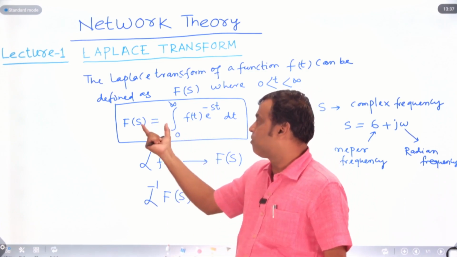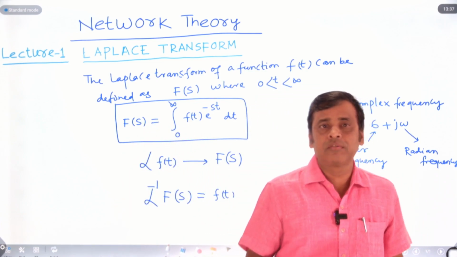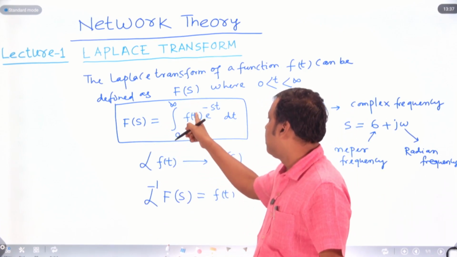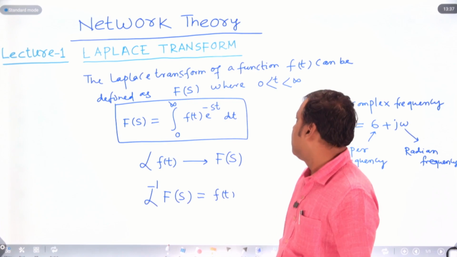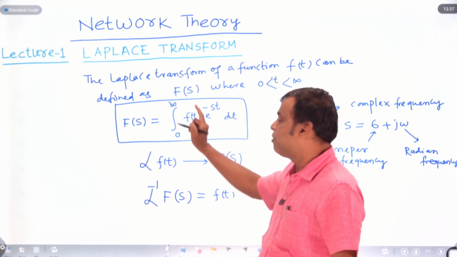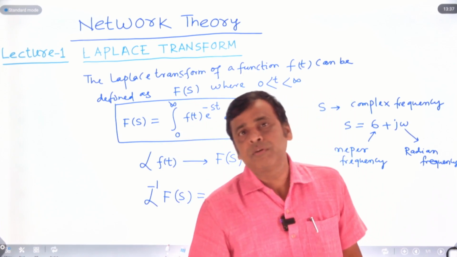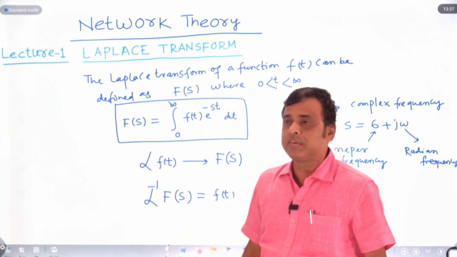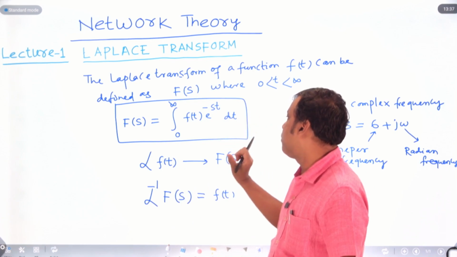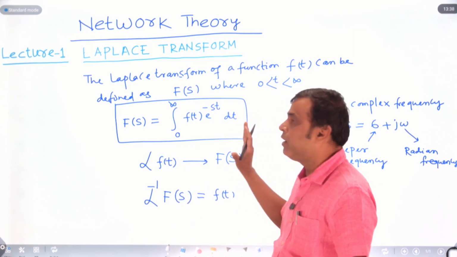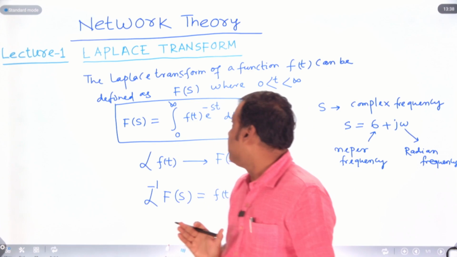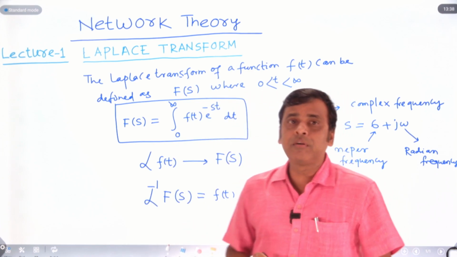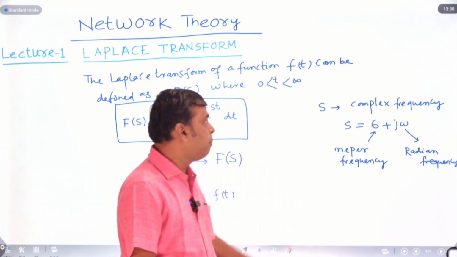The standard function to find the Laplace transform of any function f of t is f of s equal to the integral from 0 to infinity of f of t e to the minus st dt, where t varies from 0 to infinity. This is the basic standard formula to convert a time domain function into the frequency domain, where s is the complex frequency.